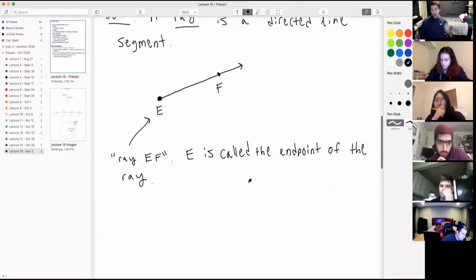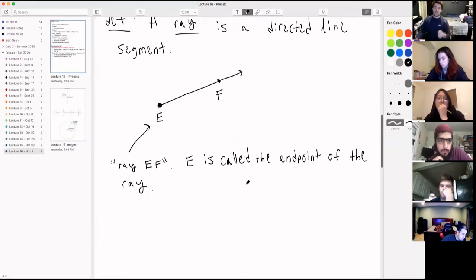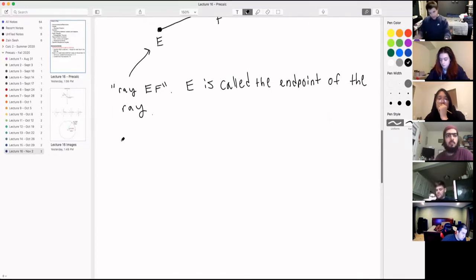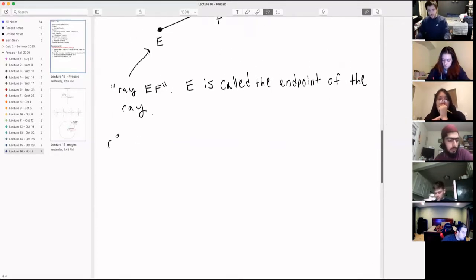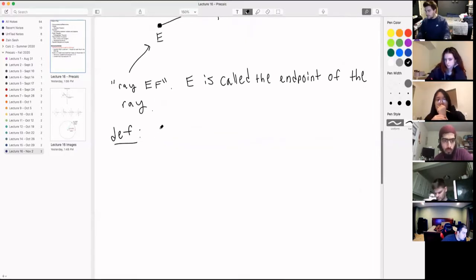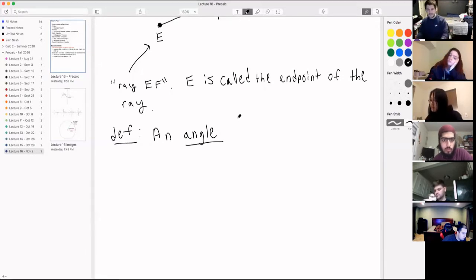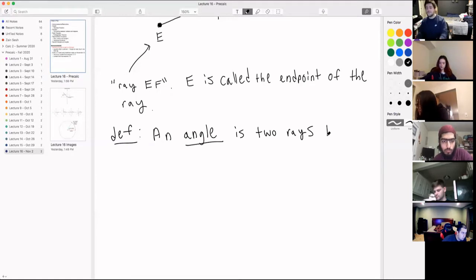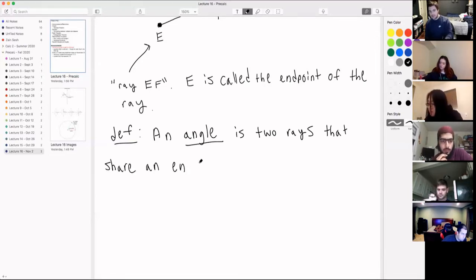Okay, so this will lead into the definition of an angle. All right, so this is very important, extremely fundamental. So another definition, DEF stands for definition. An angle, so I always underline the word that I am going to be defining. So an angle is two rays that share an endpoint. Two rays that share an endpoint.